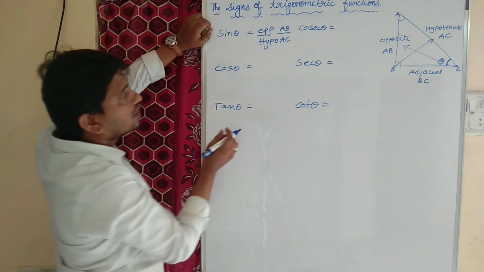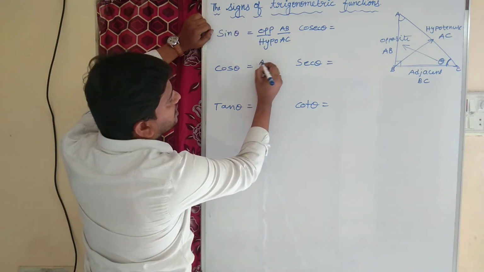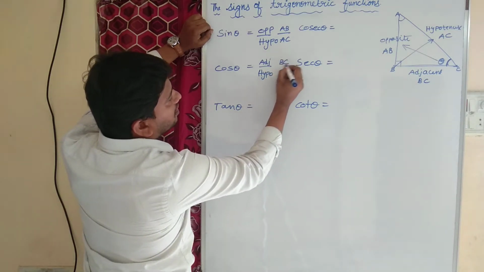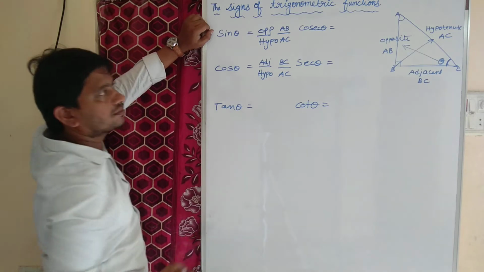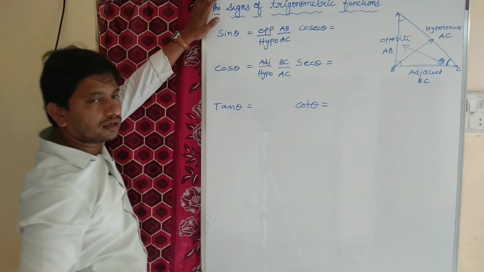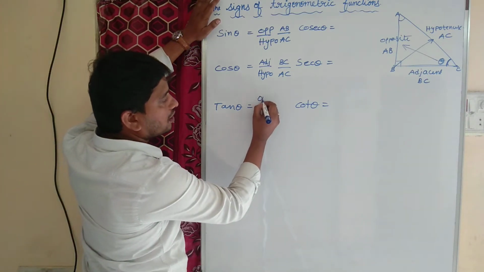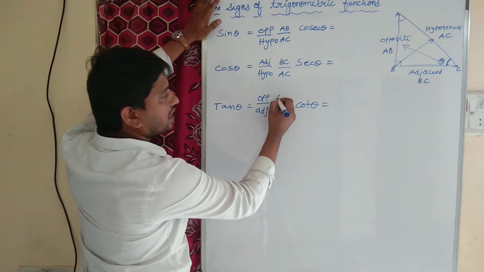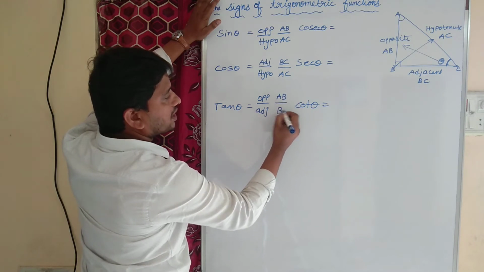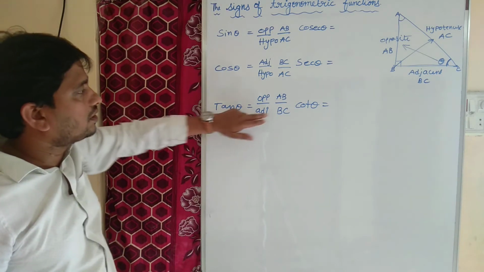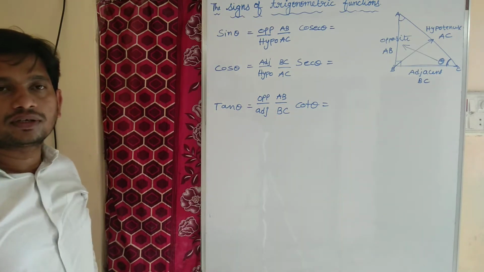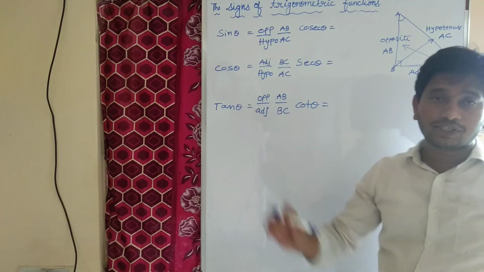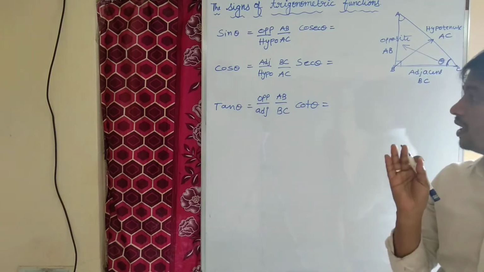Coming to cos theta, cos is adjacent side by hypotenuse. Here the adjacent side is BC and the hypotenuse is AC. Now coming to tan theta, tan theta is opposite side by adjacent side. So here the opposite side is AB and the adjacent side is BC. So tan is what? Opposite side by adjacent side. Children, these three are basics: the three trigonometric ratios sin theta, cos theta, tan theta.